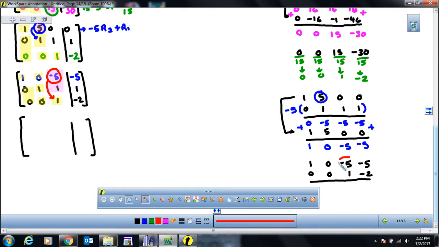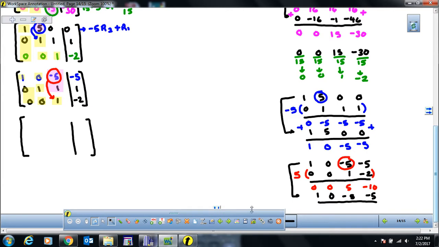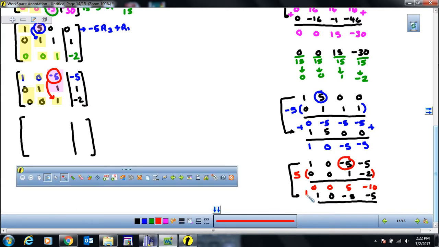Now the question is, in order for the -5 and the 1 to cancel, first I need to multiply the 1 by the opposite of -5, which is +5. So that gives me a 0, 0, 5, and -10. And then you're going to put it together with this equation, which is 1, 0, -5, and -5. So when I add them, that is going to give me a 1, 0, 0, and then -15, and that is my first row. 1, 0, 0, and -15.